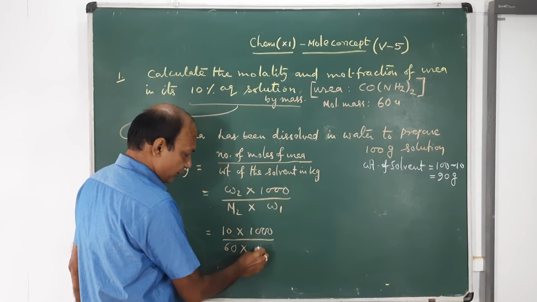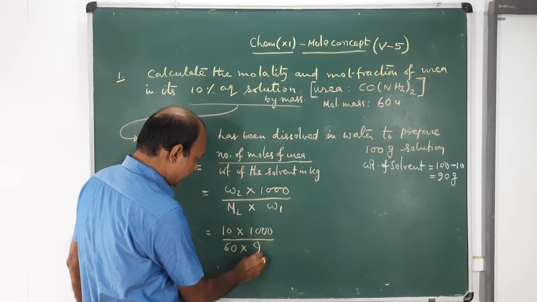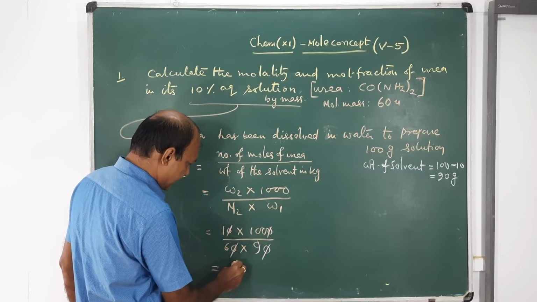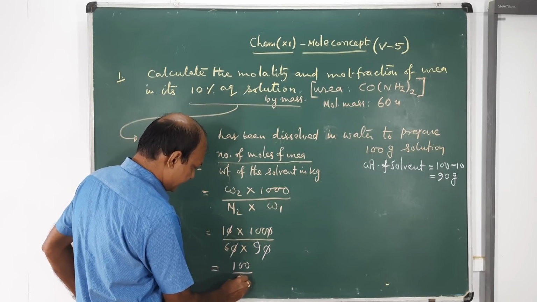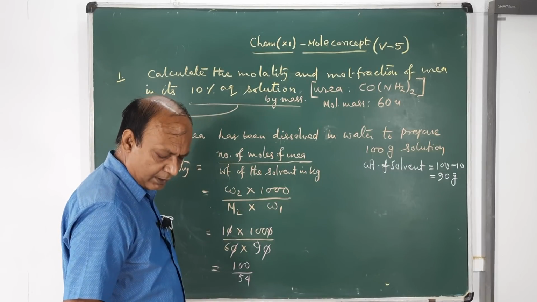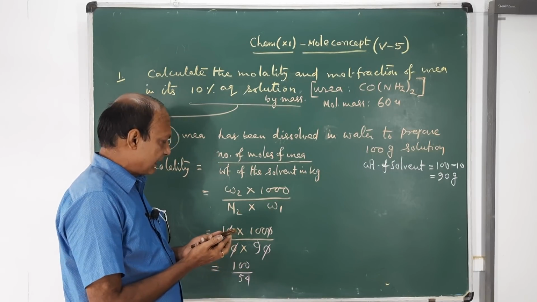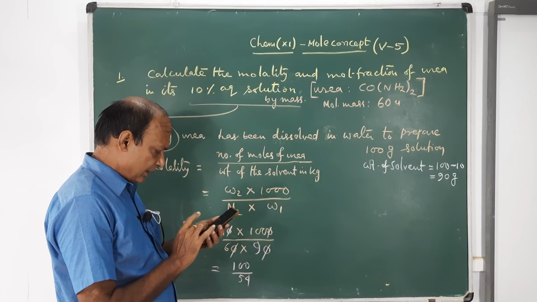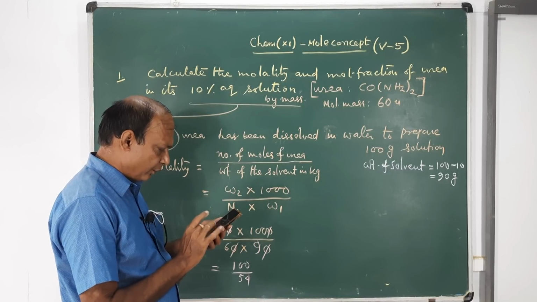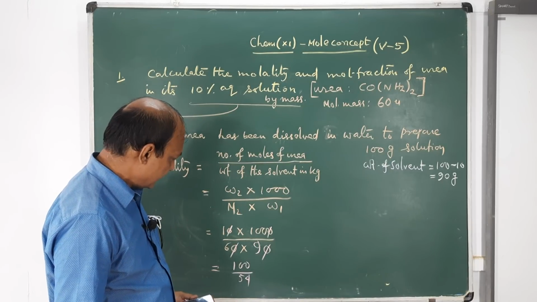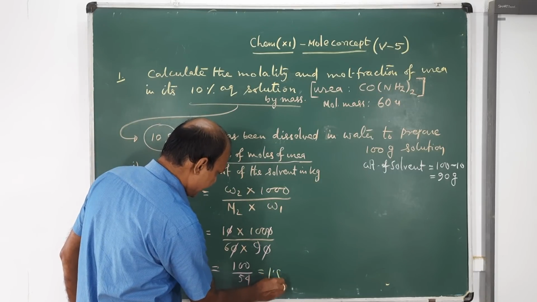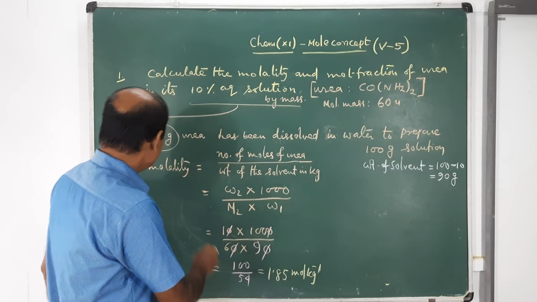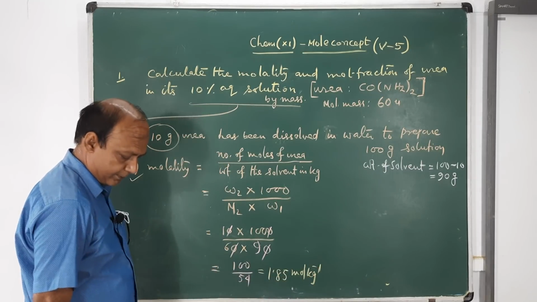So 60 into 90. Now if you calculate it, 90 and 0 cancel. This is equal to 100 by 54. 100 divided by 54 is 1.85. So the answer is 1.85 mole per kg. The first part of the problem is done here.